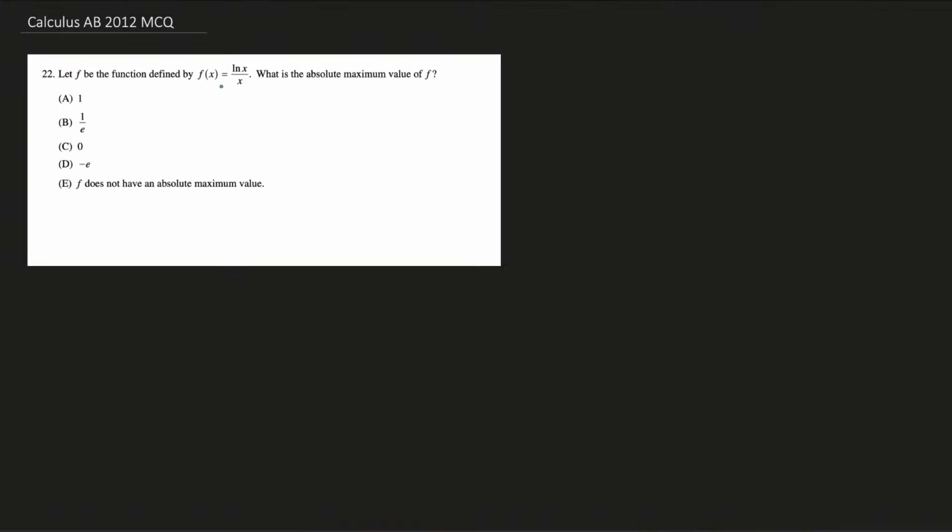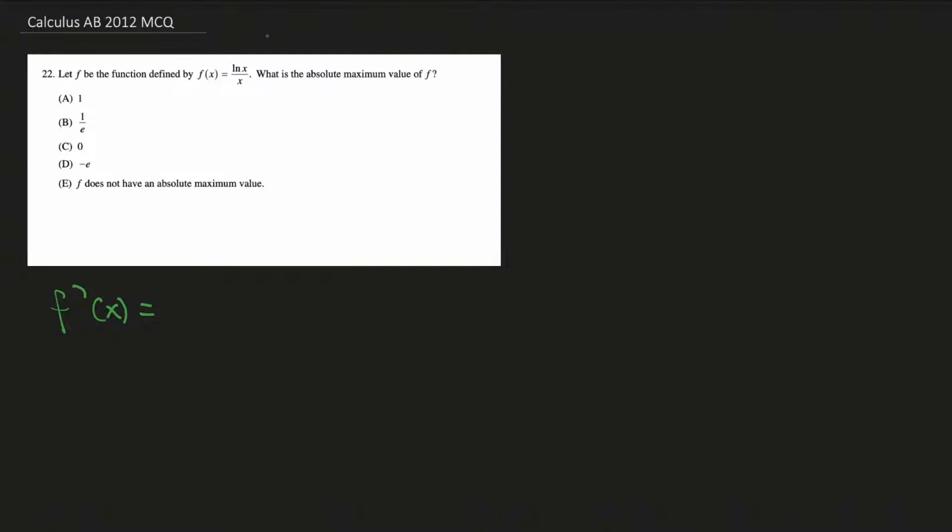Let f be the function defined by f of x is equal to ln of x over x. What is the absolute maximum value of f? To figure that out, we're going to figure out the critical points of f of x, which we do by taking the derivative of f of x, which again we do by quotient rule.